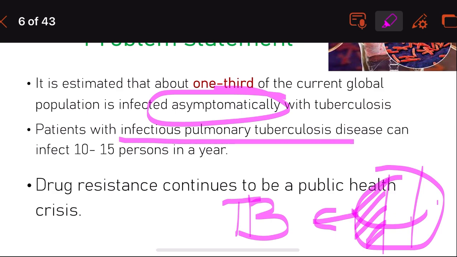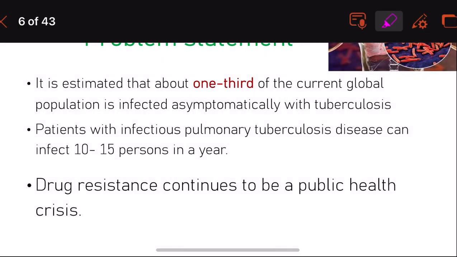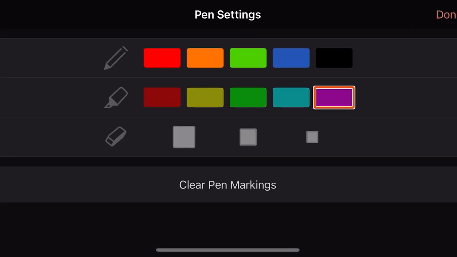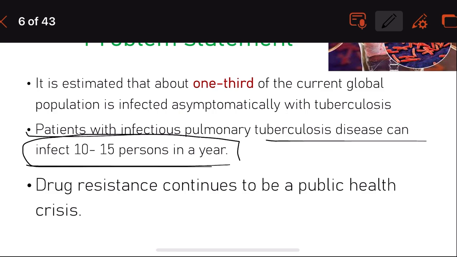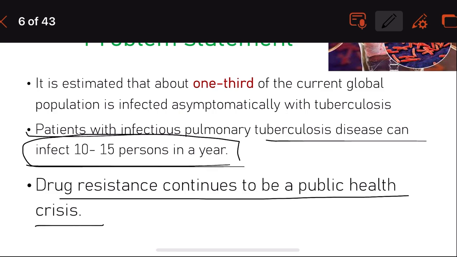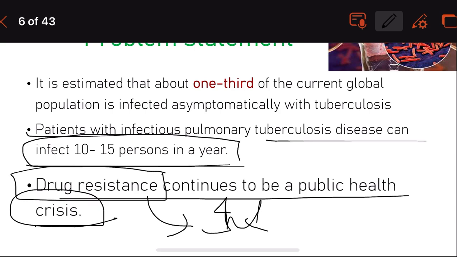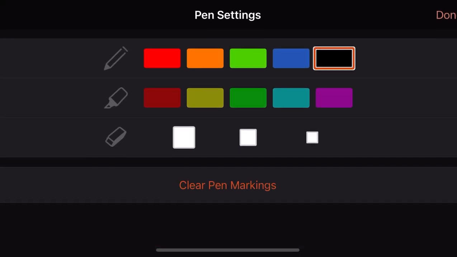Patients with infectious pulmonary tuberculosis disease can infect 10 to 15 persons in 1 year. So if one patient is affected with TB, he has the capacity to infect 10 to 15 persons in 1 year. Drug resistance is continuing to be a public health crisis. So the drug resistance which infected individuals develop is a public health crisis.